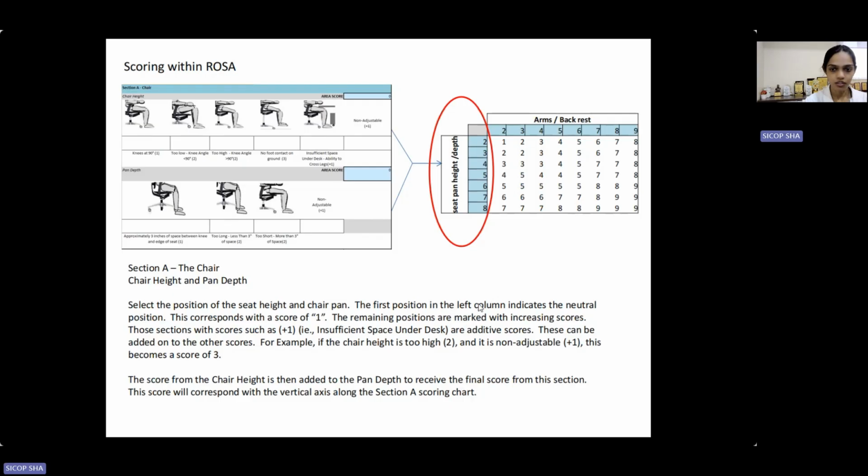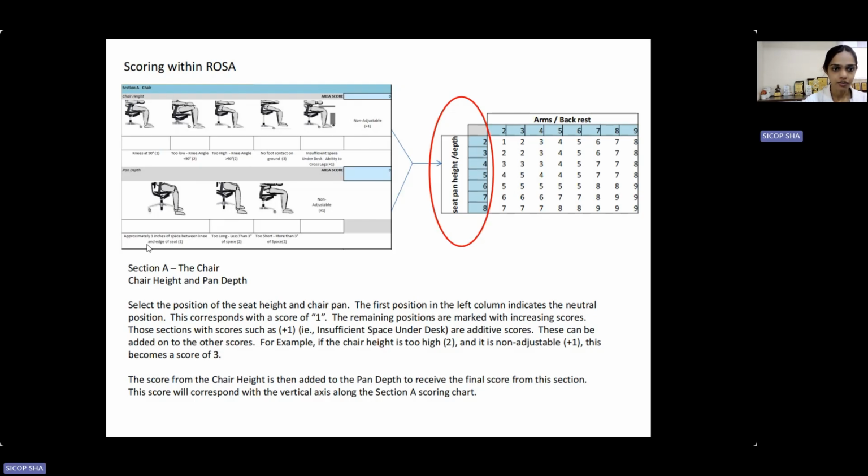The first position in the left column indicates the neutral position. This corresponds to the score 1. So the knees are at 90 degrees. And the remaining are too low, knee angle less than 90 degrees. If it is too high, knee angle greater than 90 degrees. No foot contact on the ground, insufficient space under the desk, ability to cross the legs, we score as +1. And an additional +1 we give if it is non-adjustable.